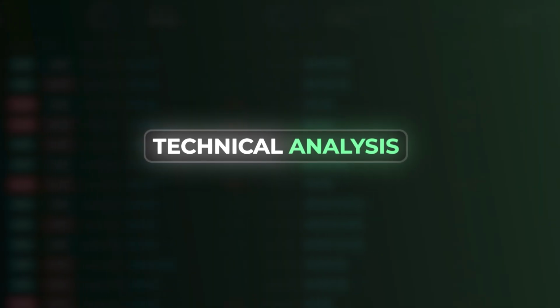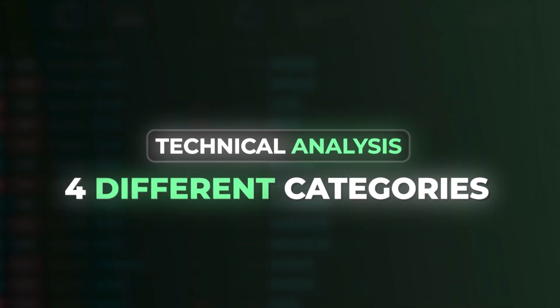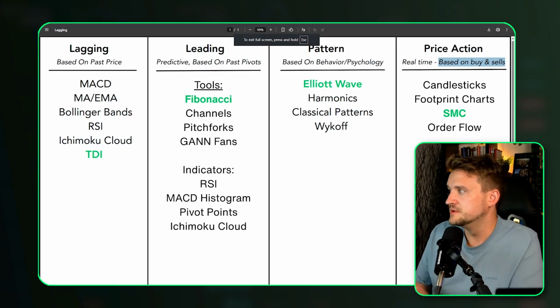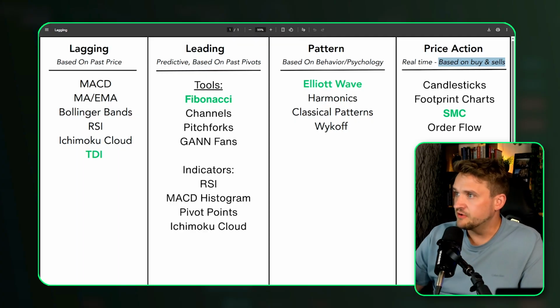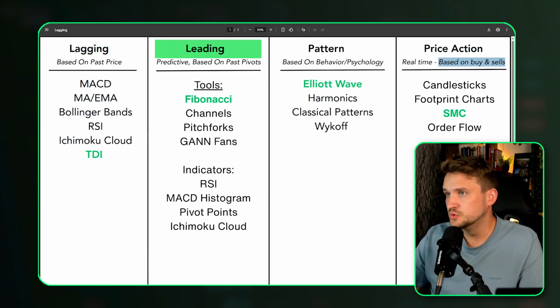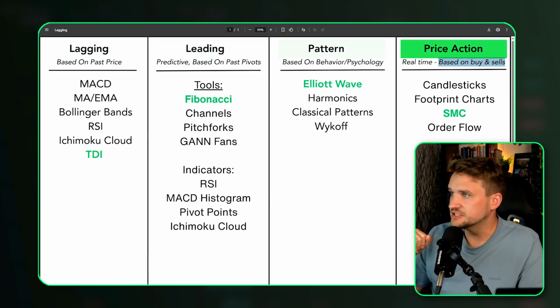And I've figured out how to create that consistency over the last 8 years now, and it boils down to this core concept that technical analysis breaks into 4 different categories. And if you use tools from each of those 4 categories, you get the strongest strategies and the most reliable signals. So here's the 4 categories that we want to be pairing tools from. We've got lagging indicators, leading indicators and tools, patterns, and then price action.